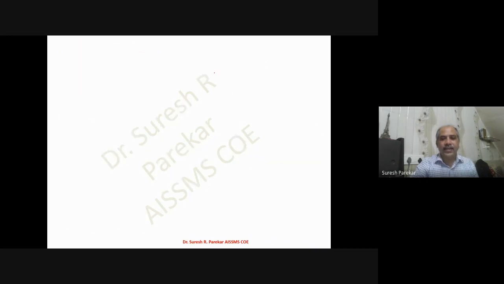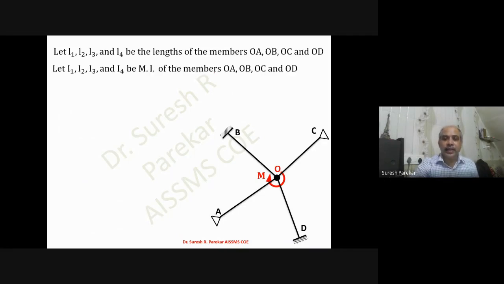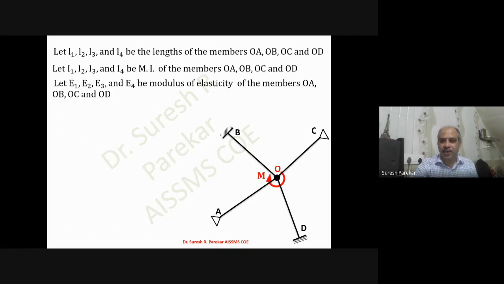Now after this we have this diagram, and let L1, L2, L3, L4 be the lengths of OA, OB, OC, OD. Then we have I1, I2, I3, I4, the moments of inertia of the members, and E1, E2, E3, E4, the moduli of elasticity of the members. And let theta 1, theta 2, theta 3, and theta 4 be the slopes for OA, OB, OC, and OD respectively. Now keep in mind, when I consider the joint as a rigid joint, the slopes at A, B, C, and D should be the same. That means theta 1 should equal theta 2 equal theta 3 equal theta 4.